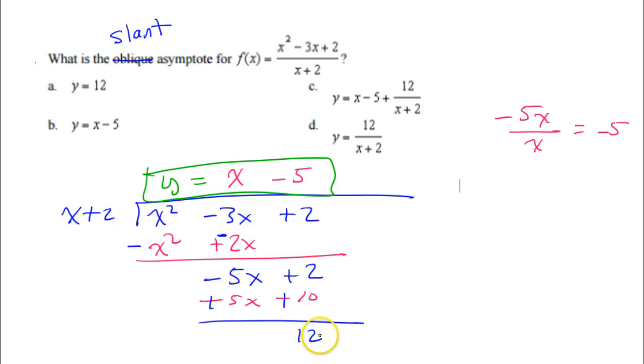If you ever had a remainder of 0, that means that the denominator cancels out, and so it would be a whole. So you do want to see that there is a remainder, but other than seeing that you have a remainder, it does not get involved in the slant asymptote. So the answer is B.